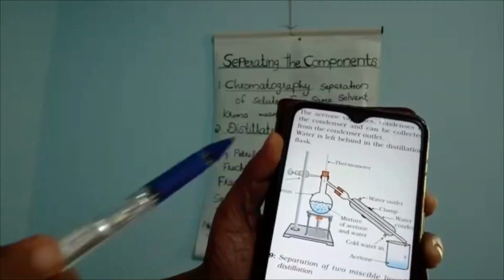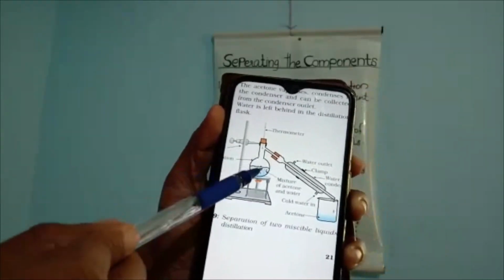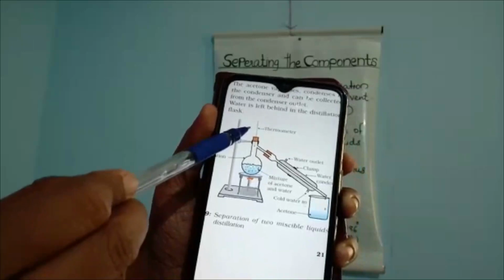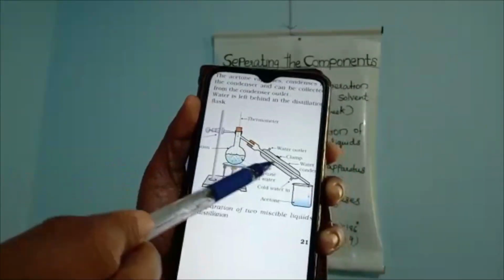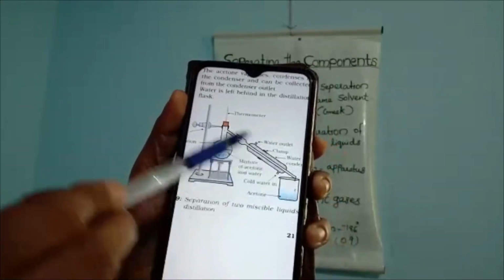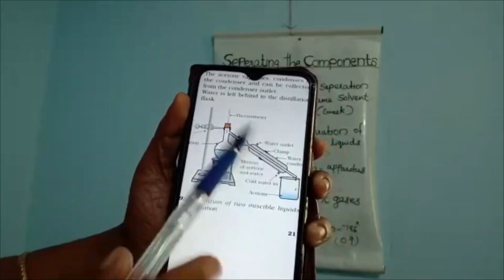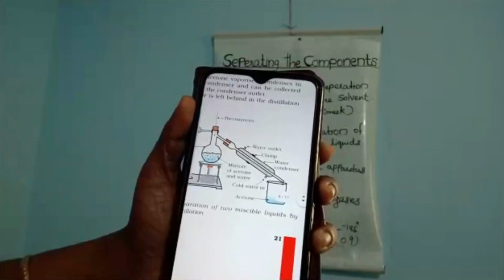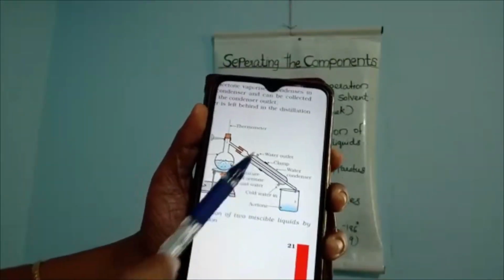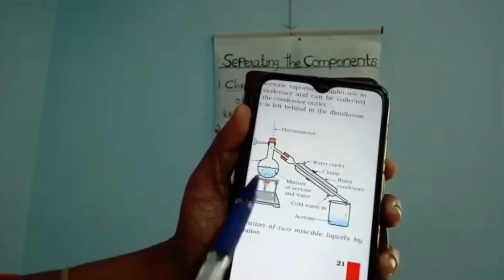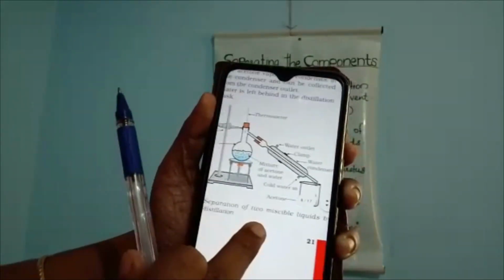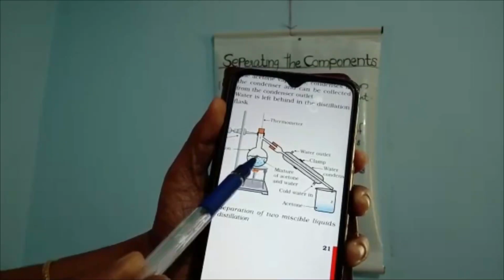So this flask is known as the round bottom flask, and it is fixed like this. On the top a thermometer is connected, and along with this a condenser is connected through a column, and finally there is a beaker. This square shaped vessel is known as a beaker. And first we are taking this acetone and water mixture.